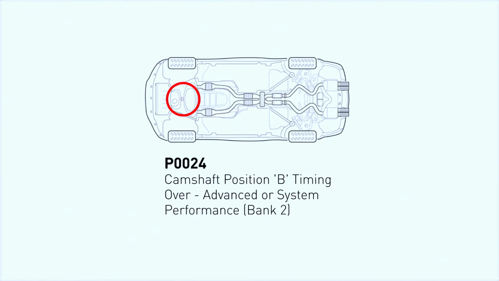The P0024 code usually points to a timing issue with your engine's camshaft on bank 2. It indicates that the exhaust camshaft is advanced beyond the point where it should be. This can lead to poor fuel economy, rough idling, or even engine damage if left untreated. But don't worry, it's fixable.